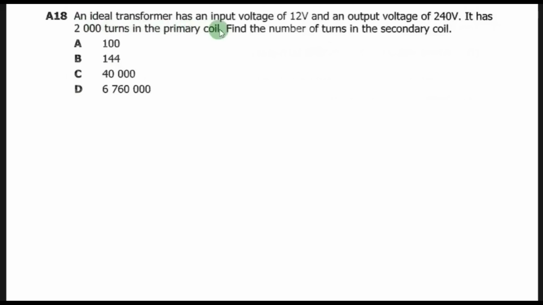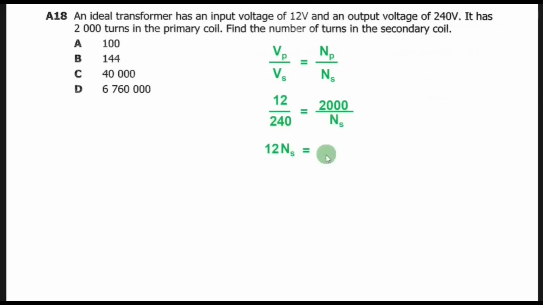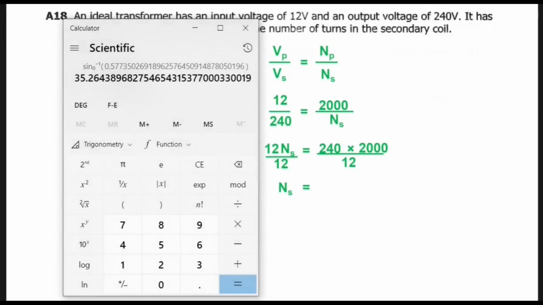So we'll make this the subject of the formula by multiplying this times that. We'll get 12 NS is equal to 240 times 2000. Next we should divide by 12, also by 12, so that we remain with NS. So here 12, here 12, so NS is equal to, and here what you should do now is do it once. Let me clear this.